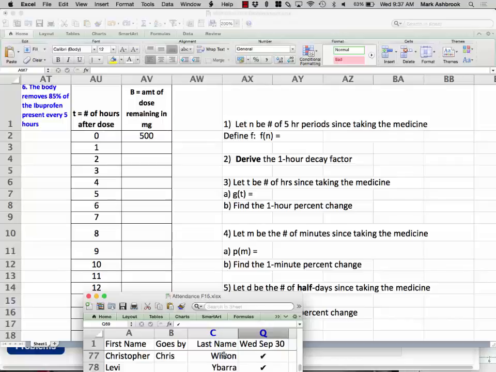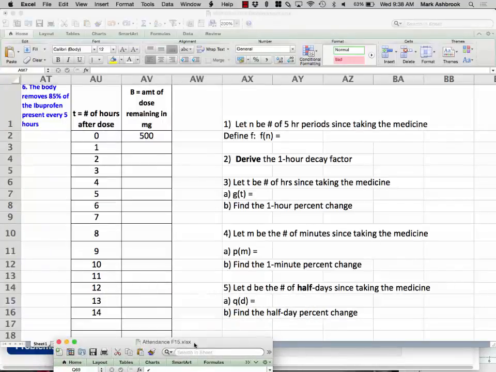Where's Chris Wilson? Chris, oh, I already called you on. So you're off the hook. Where's Ian? All right, Ian. Tell me about this. Did you come up with this function here? F of n? 500. 500.